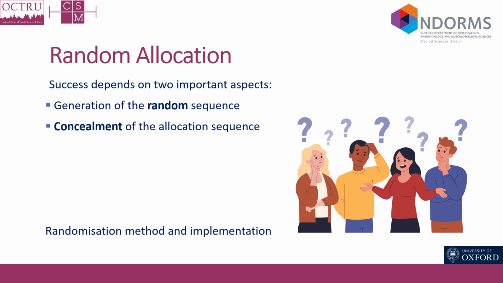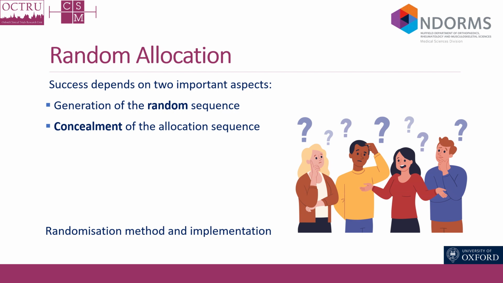How do we ensure that a random allocation is successful? Well, this depends on two key factors. First of all is the actual generation of a random sequence, and secondly, concealing that allocation sequence. So before any treatment is given to the participants in the study, we have to choose how to randomize, and strategies for generating a random sequence can vary in complexity.